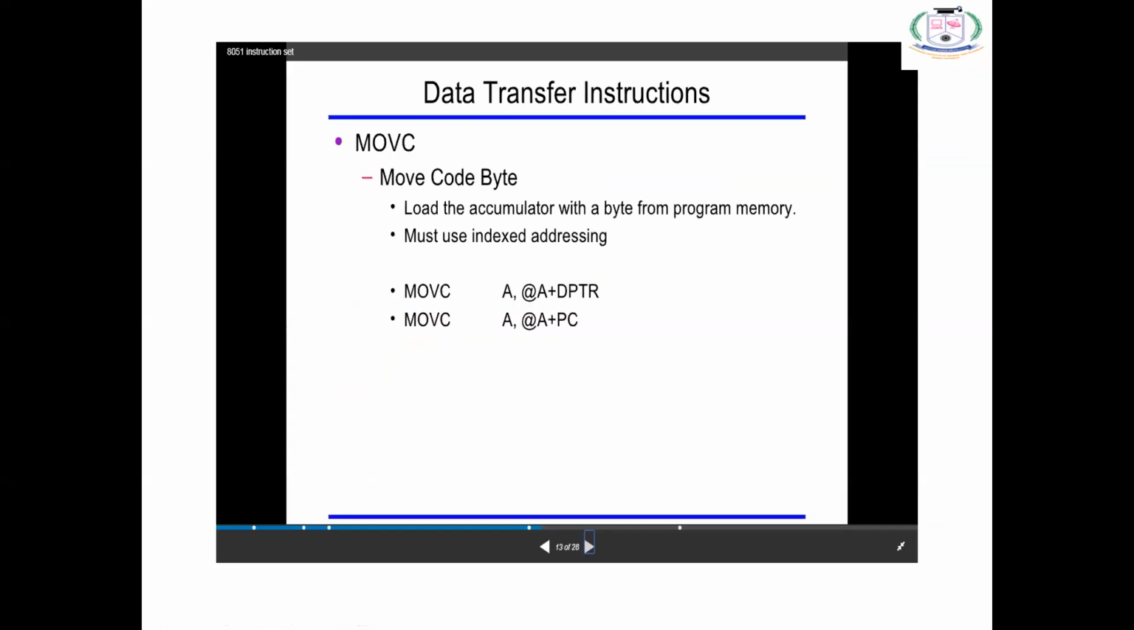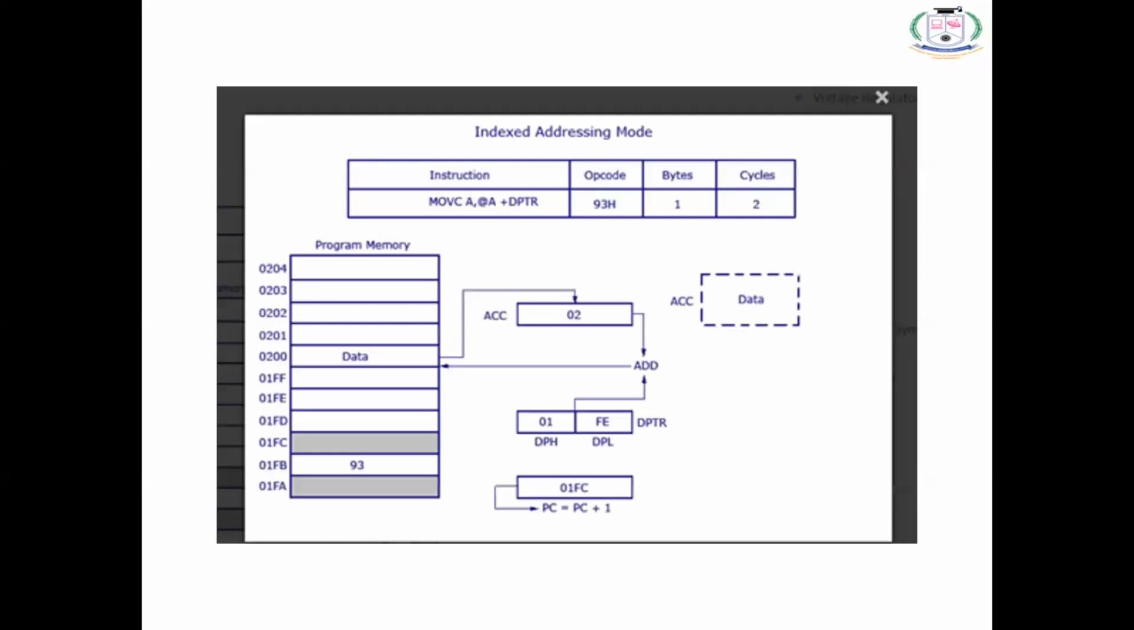Okay, so these are all MOV instructions. We have elaborately seen how to move from register to accumulator, accumulator to register, register to address, or address to register. Directly we have seen, indirectly we have seen. Then we have seen how to move immediate data to a register, or immediate data to a memory location. Everything we have seen. So far we have seen all the MOV instructions.